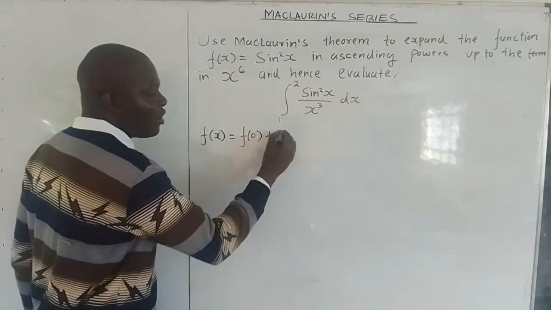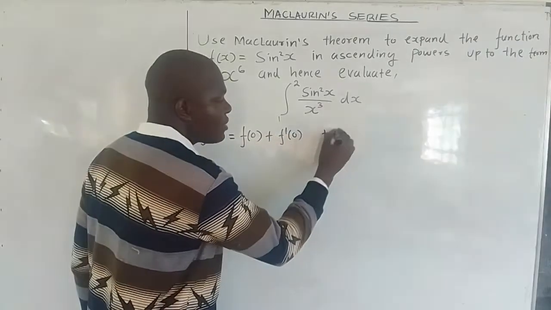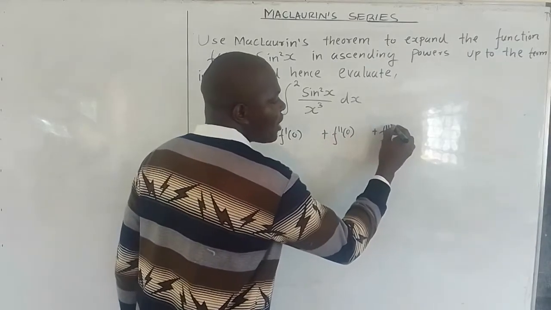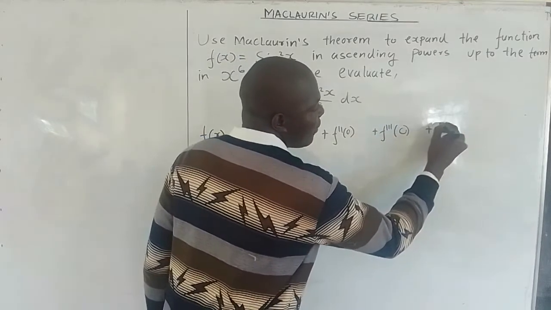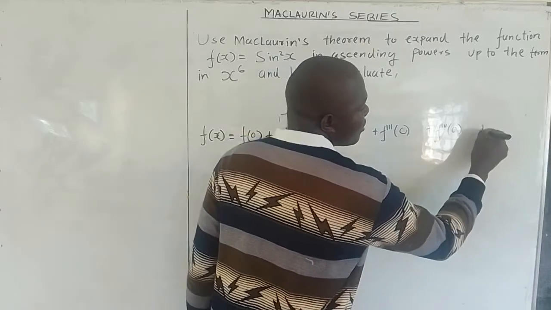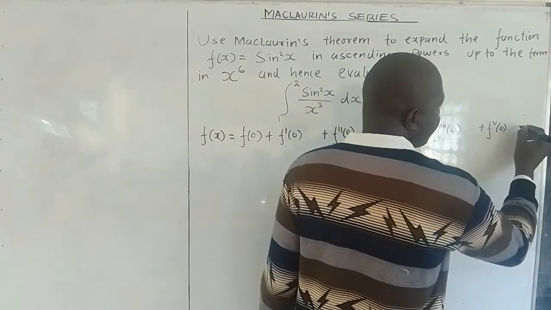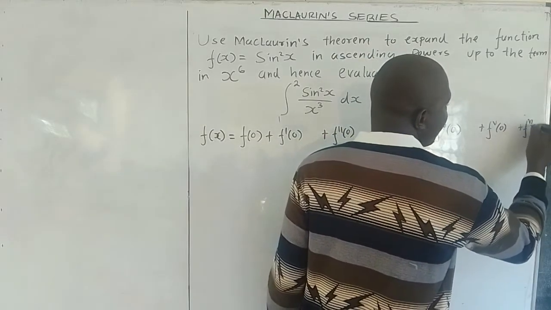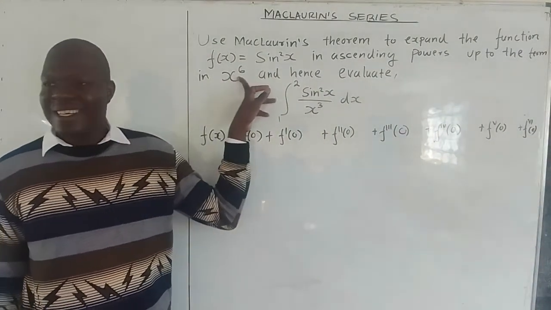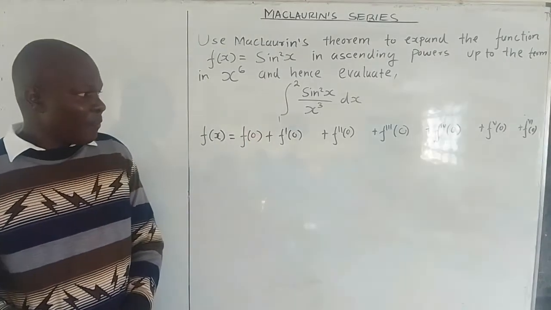Then after f of 0, we differentiate once, you leave a space. Then plus, you differentiate for the second time, you leave a space. Then plus, the third time, you leave a space. Then plus, the fourth time, you leave a space. Plus, the fifth time, you leave a space. Then plus, you differentiate it for the sixth time, because you've been told up to the term in x to power 6, isn't it? Are we together?